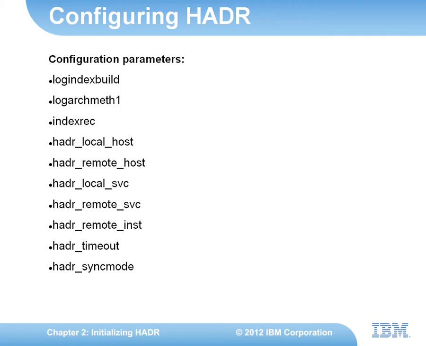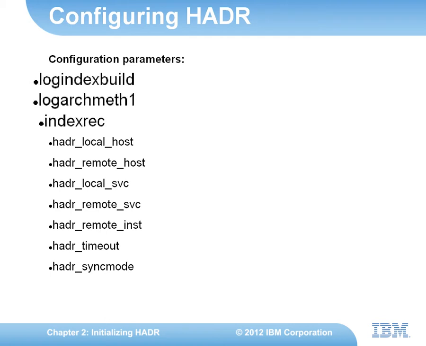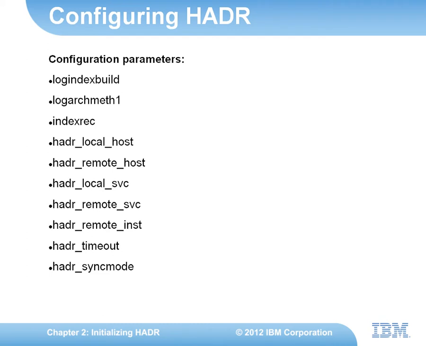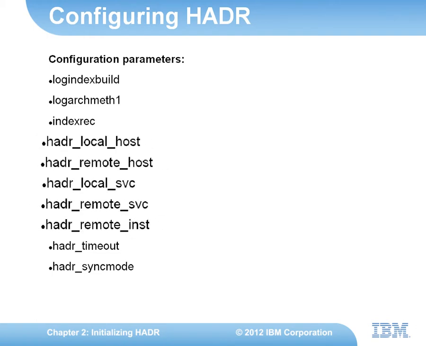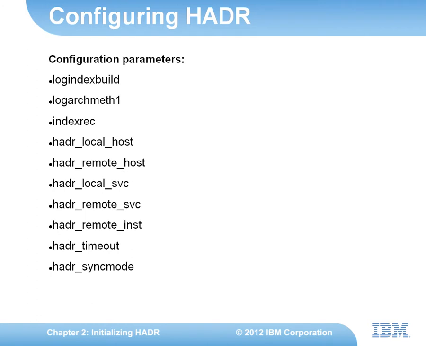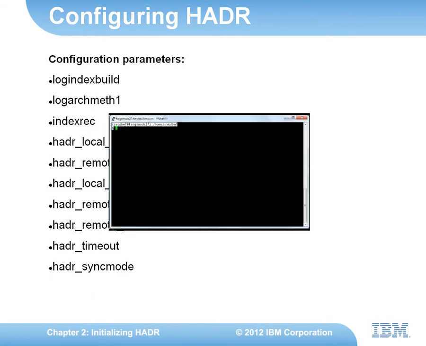Before taking the backup, we'll make a few recommended and required configuration changes for our HADR setup. First, we'll set 3 configuration parameters that enable index logging and rebuild and archive logging. And of course, we must set some HADR-specific configuration parameters. The first 5 identify the primary and standby servers to each other, and the other 2 specify the responsiveness to outages and the synchronization between the primary and the standby. Now, let's create our database and set those parameters.